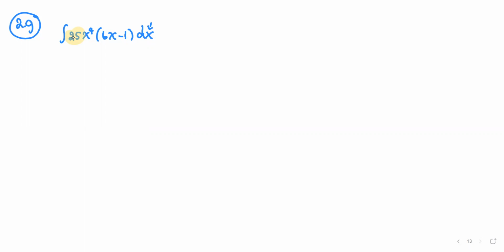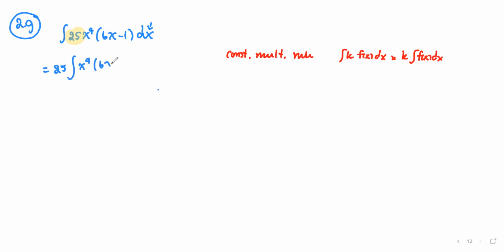I'm going to start by using the constant multiple rule, which is that the integral of k times a function is k times the integral of the function. So take the 25 out of the way. The way that I work is top down, so you can see the flow of the problem in an easier way. So 25 times the integral of x to the fourth times 6x minus 1 with respect to x.